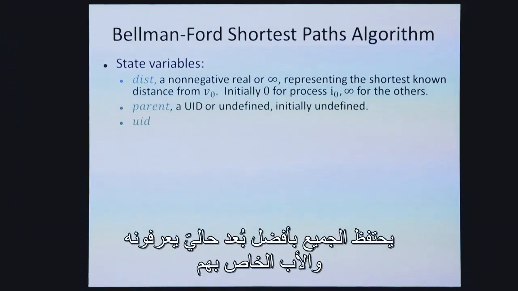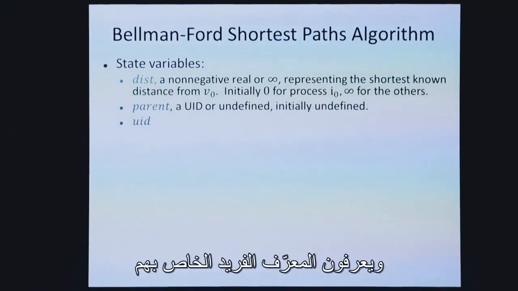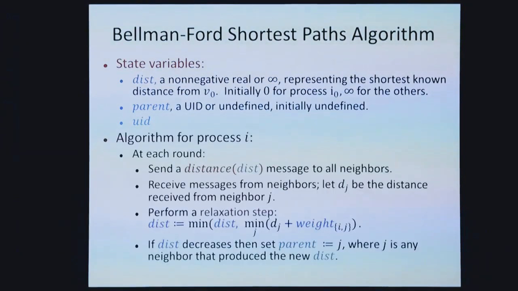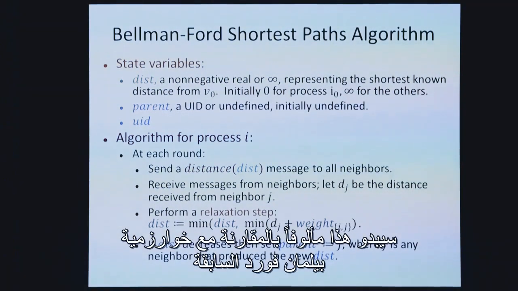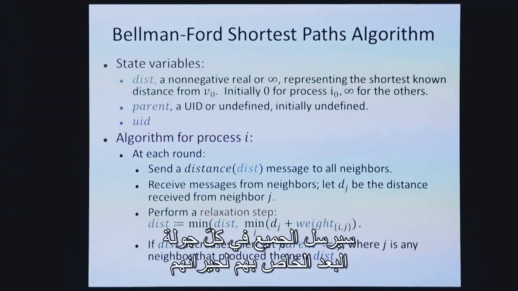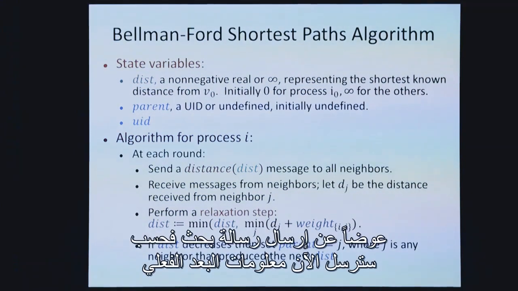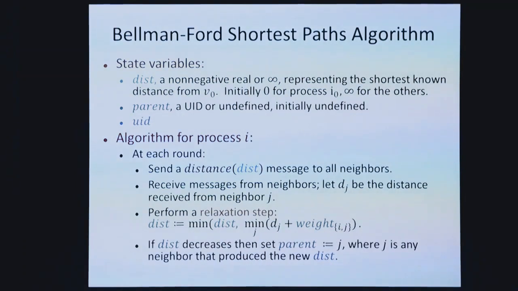Everybody is keeping track of their current best distance that they know, and their parent, and they know their unique identifier. And here's how the algorithm works. This will look familiar from when you had Bellman-Ford earlier. At every round, everybody is going to send its distance to its neighbors. Instead of just sending a search message, now it will send its actual distance information. And you receive the messages from your neighbors.